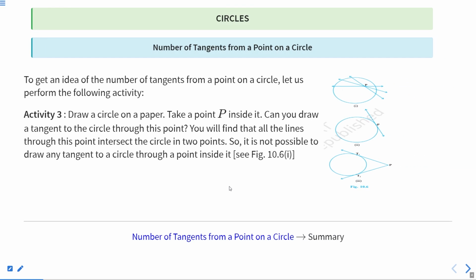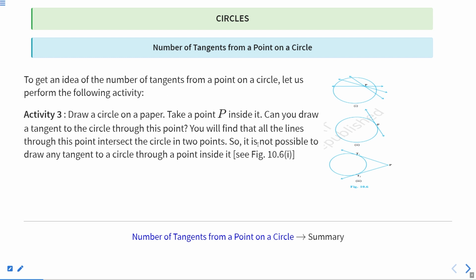To get an idea of the number of tangents from a point on a circle, let us perform the following activity. So activity 3. By this activity, we will get an idea of the number of tangents from a point on a circle.